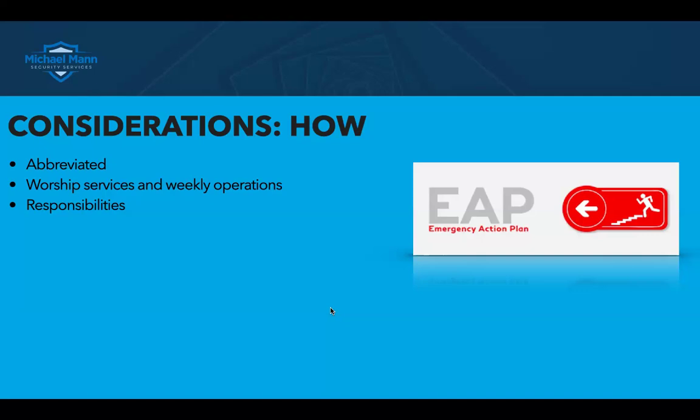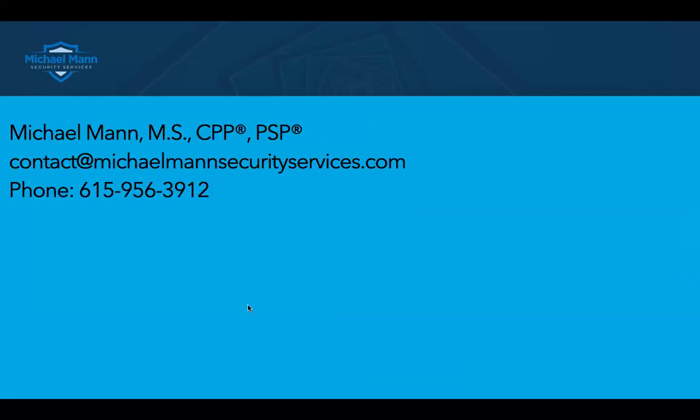And then, of course, responsibilities are going to be different based on whether it is during worship or during the week. Your responsibilities in worship services, as I just mentioned, should probably fall to your security ministry, or if you've got contractors on site, to those folks. And then during the week, it's going to be part-time employees, full-time employees, or whatever. That's going to be their responsibility, because most churches during the week don't have their volunteers there. Okay. So it's abbreviated. You're going to break it down into two parts. And then, of course, there are going to be different responsibilities based on what part of the plan.